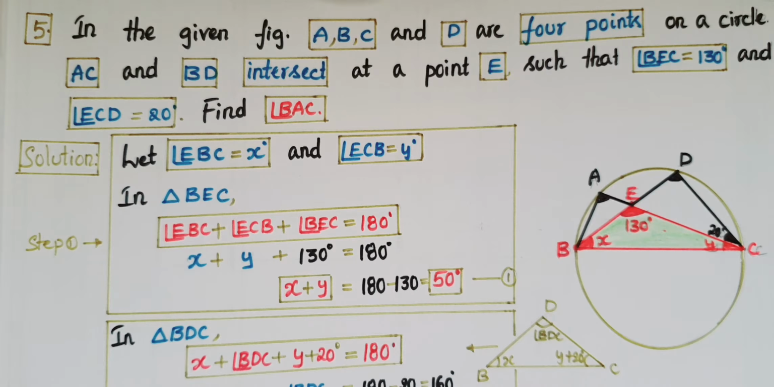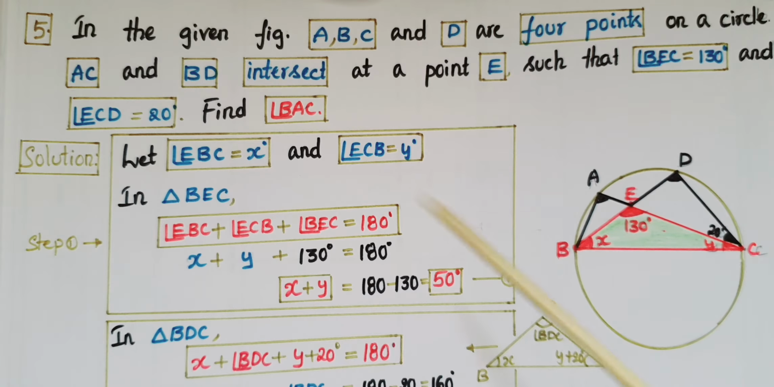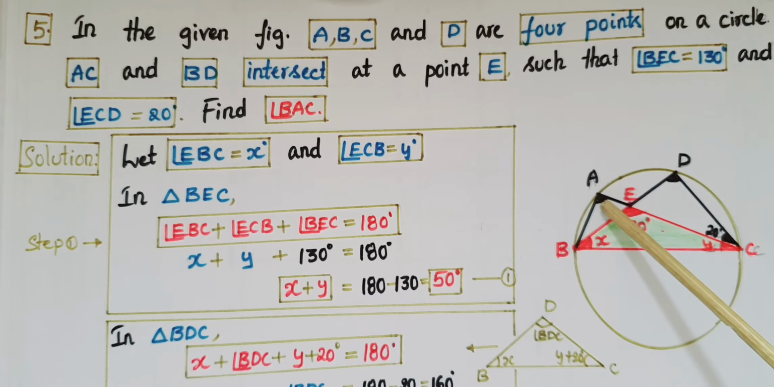And this is the fifth question. In the given figure, A, B, C and D are 4 points on a circle, and AC and BD intersect at a point E. So AC and BD, these two line segments, intersect at the point E, such that angle BEC is equal to 130 degrees and angle ECD is equal to 20 degrees. Find angle BAC. So here we have to find angle BAC.